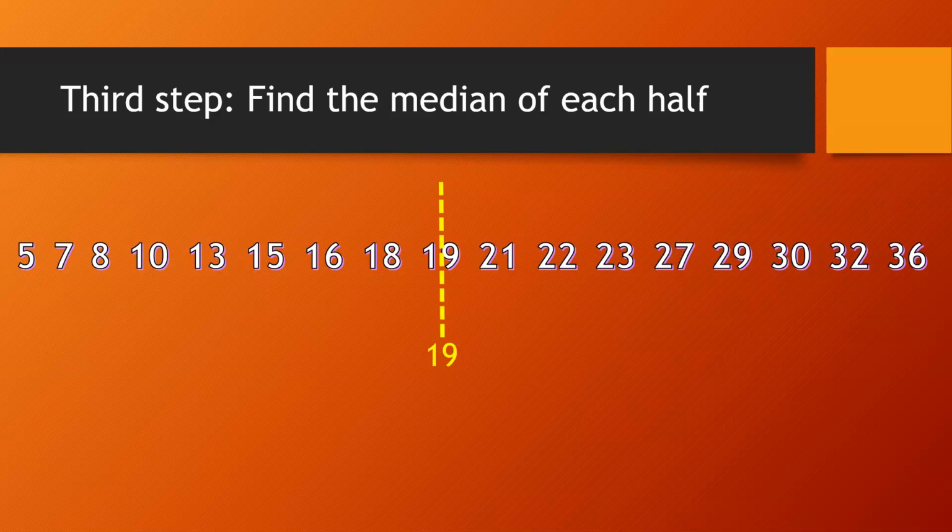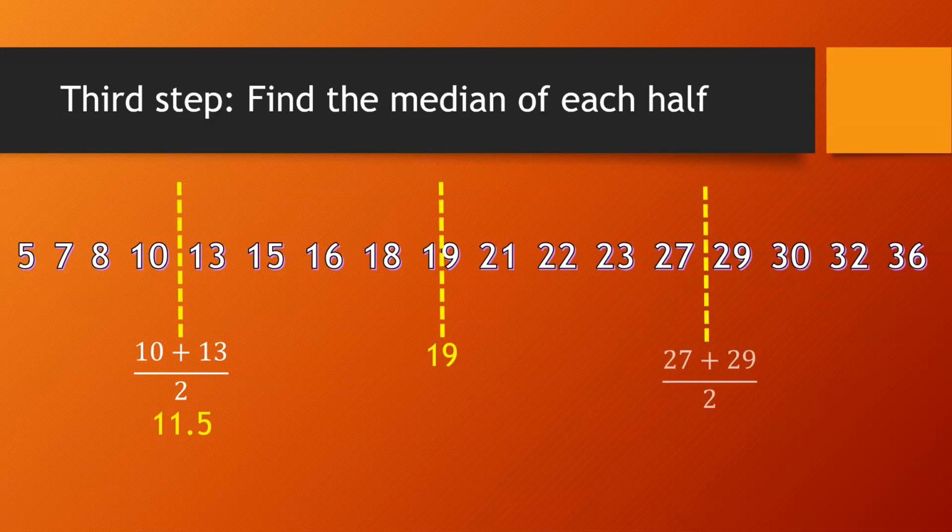For the bottom half, we have 8 data values. So when we try to find the median of those 8 values, we fall between the 10 and the 13. So in order to find the number exactly halfway between 10 and 13, we'll just average those two together and get 11.5. And for the top half, we have 8 data values, so the middle of that half is between the 27 and the 29. And the number that's exactly halfway between those two is 28.